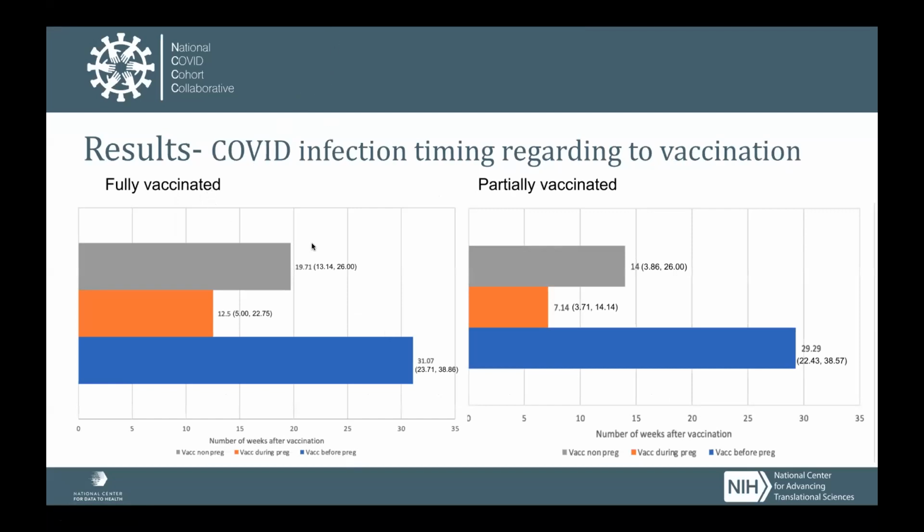Then the two plots here show the COVID infection timing regarding their vaccination time. Among the fully vaccinated people, we see that the median weeks of getting COVID infection after vaccination is 31 weeks for people who received vaccination before pregnancy, and it's 12 weeks for those who receive vaccination during pregnancy. This distribution is quite similar between people who received the full vaccination and who received partial vaccination.